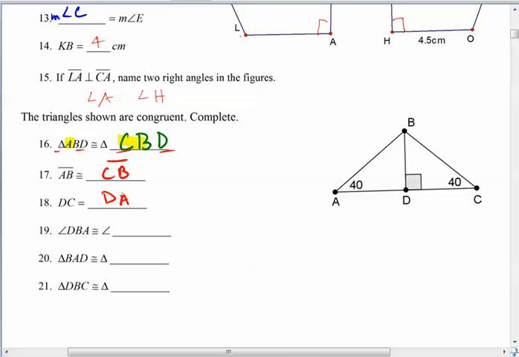Angle DBA, notice that's backwards in this statement 16, so I'll name this DBC. If I start with B and then go to A and then D, second, first, third, then I do second, first, third, B, C, D, and then triangle DBC. DBC is again backwards up here, so go backwards up here. That would be DBA.